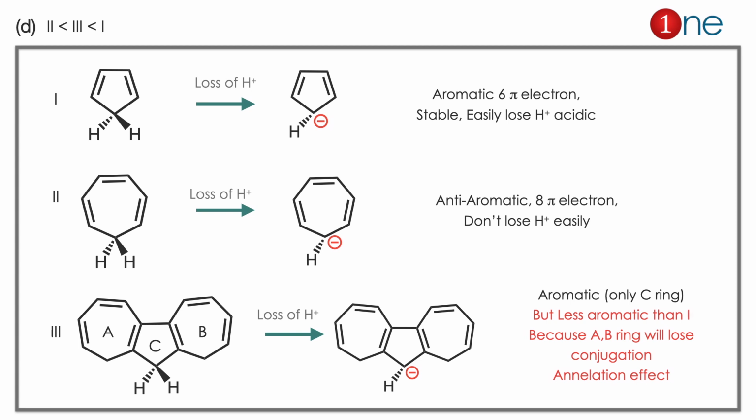Then we have to look at the second one. After losing the H plus, it possesses 8 pi electrons, so the system will become anti-aromatic because of Huckel's rule. So it doesn't lose the H plus easily, so it will be the least acidic one.